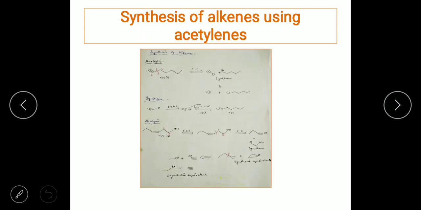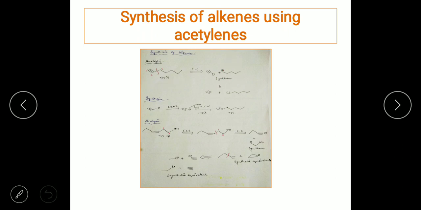Now let us look at some examples. The first one is target molecule 1. Here you can see that there is a triple bond in this target molecule. We can disconnect the bond formed between C2 and C3, and write it as a C-C disconnection about the retrosynthetic arrow. The synthons would be an anionic acetylene and a cationic group.